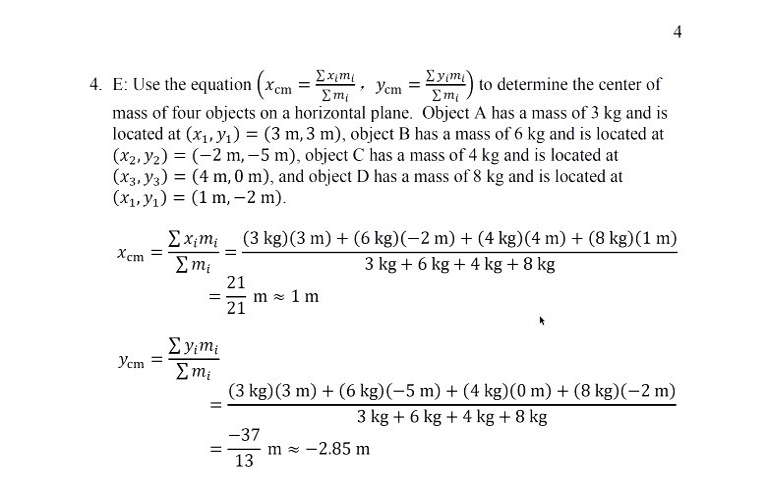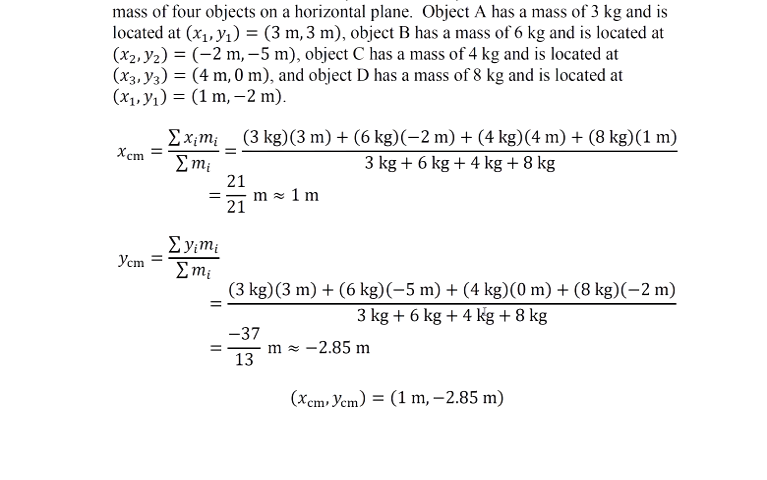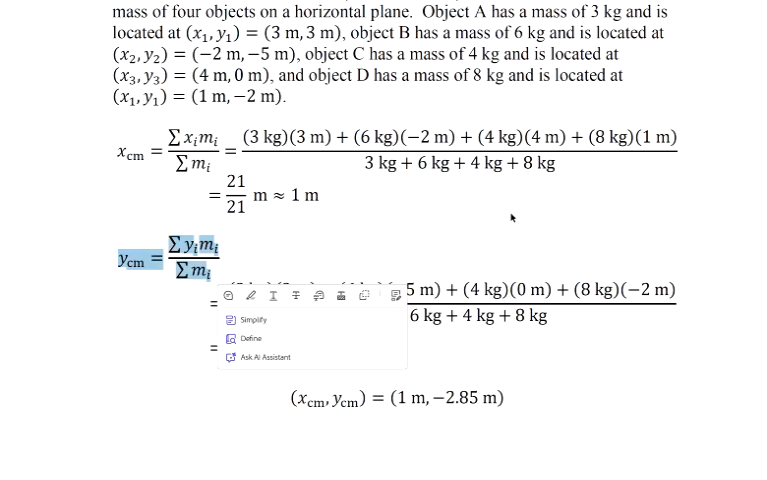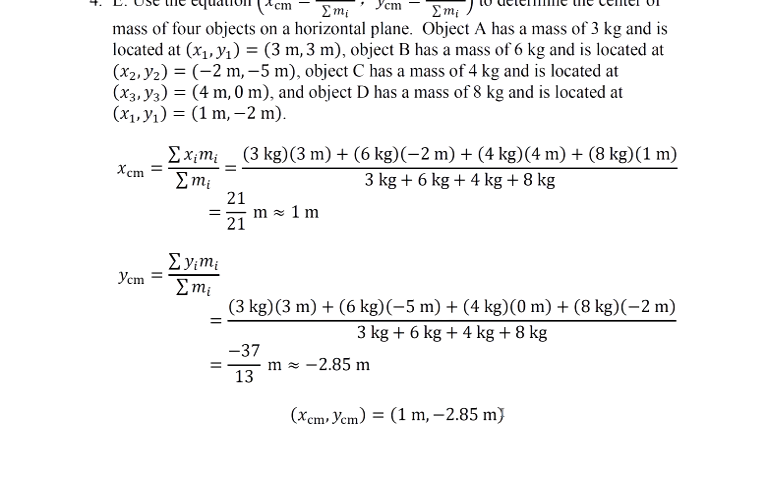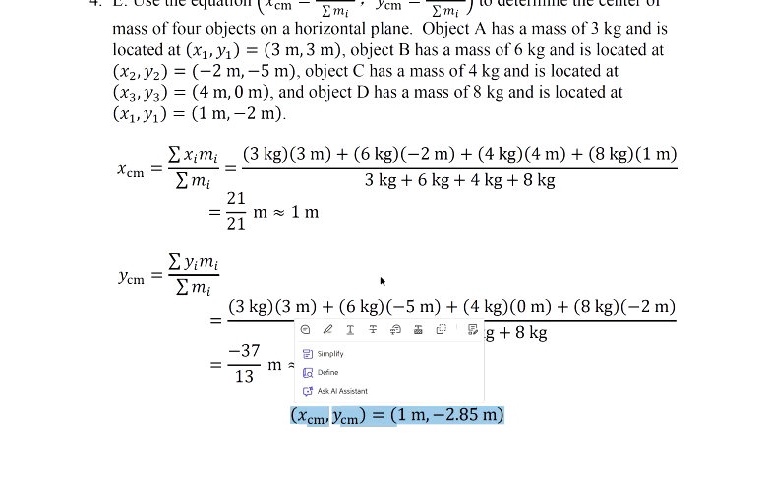Question 4, we're in the same situation. We are on a plane, like a sheet of paper. We have 4 objects. We know the mass of each object. We know the position of each object. And we could find x center of mass. We could find y center of mass using these equations. And then we could find the center of mass of these 4 objects. And the solution here is 1 comma minus 2.85.